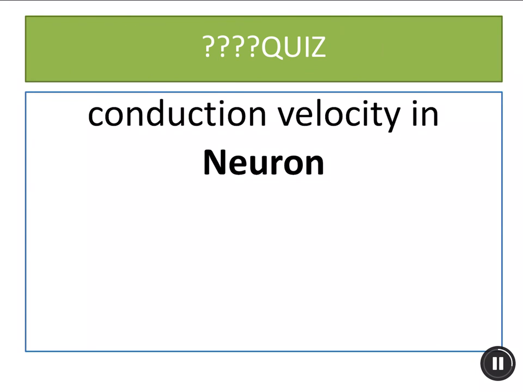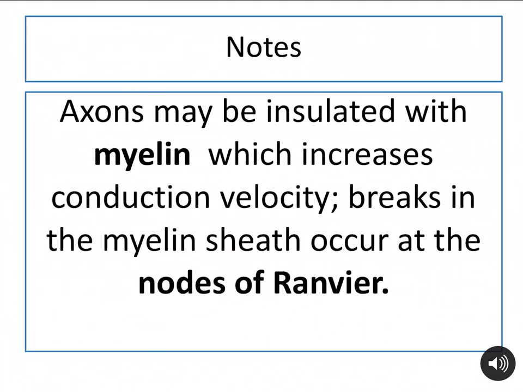This question is very important on conduction velocity in a neuron. This is a question in this structure. In this lecture, we need to give the answer for this question. Notes: axon may be insulated with myelin with increased conduction velocity. Breaks in the myelin sheath occur at the node of Ranvier.